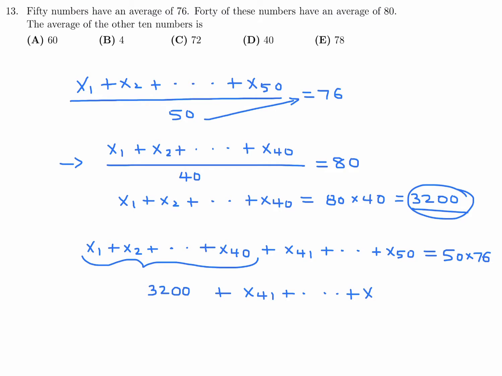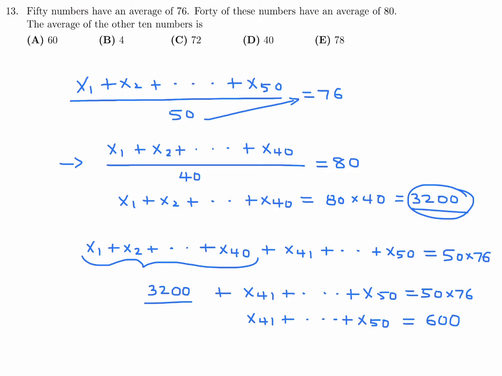This is going to be 3,200 plus x41 to x50, and that is equal to 50 times 76. So 50 times 76 is 3,800. If you subtract the 3,200, you get 600 on that side, and you're left with this.